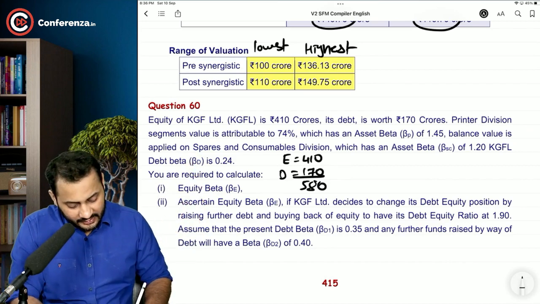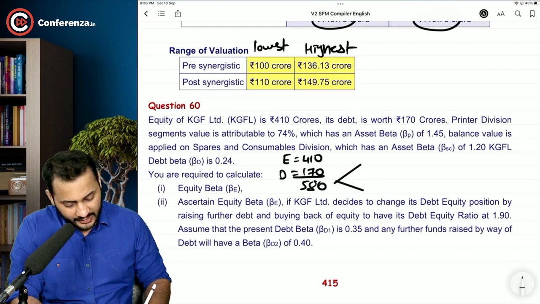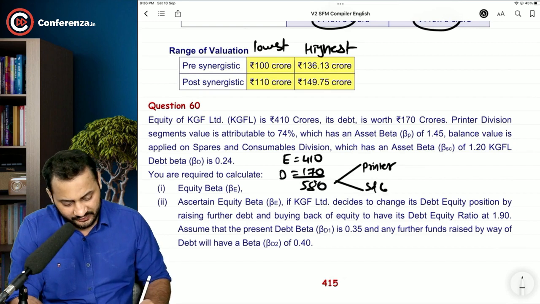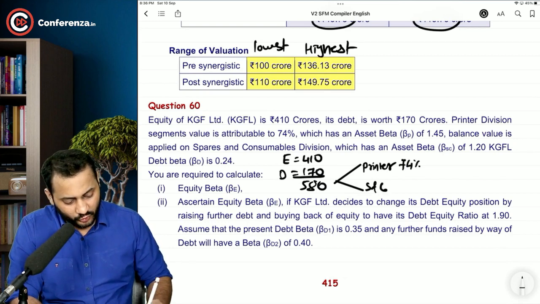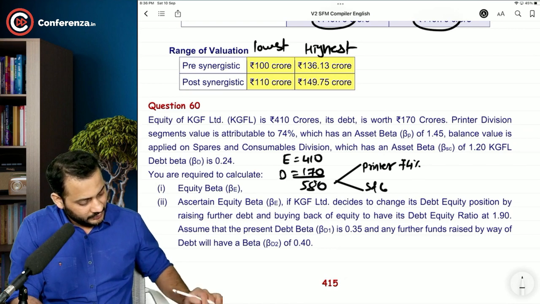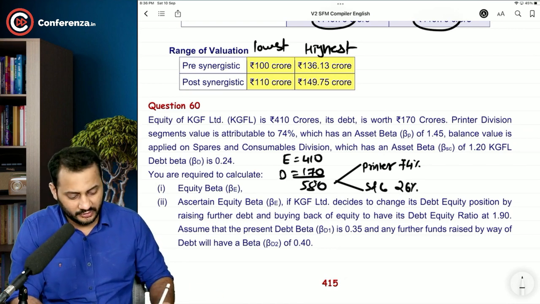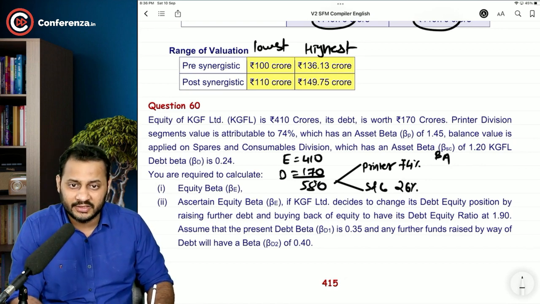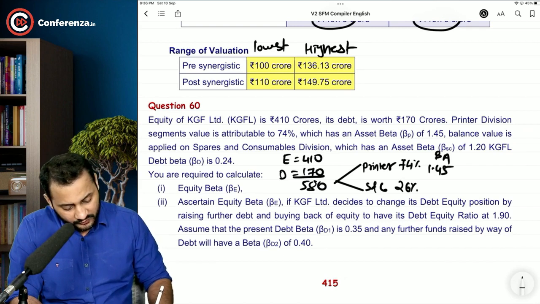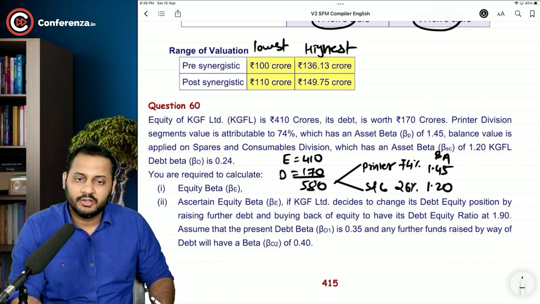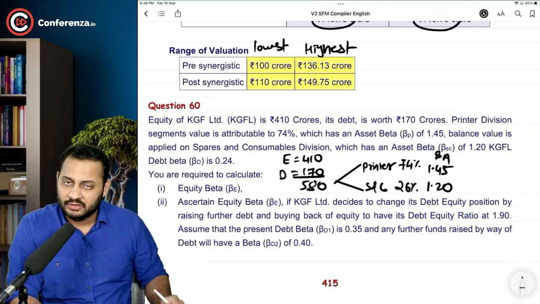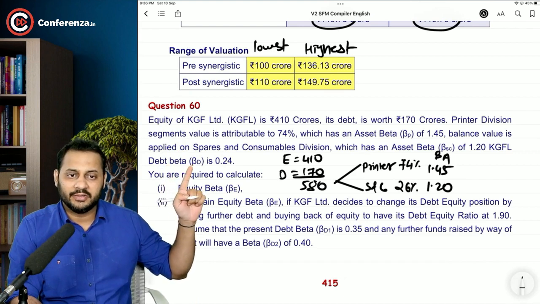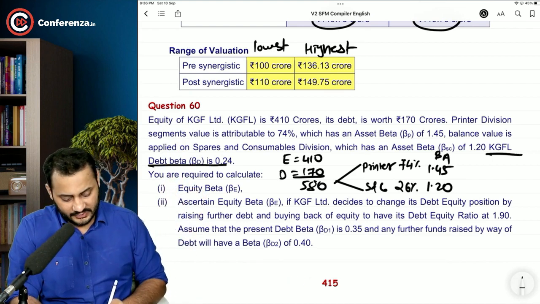Now, this entire company has 2 divisions. Try to understand. This is the printer division, this is the spares and consumable division. This constitutes 74% of the total value and this constitutes 26% of the total value. The asset beta, not the geared one, the ungeared beta of both is given, which is 1.45 and 1.20. This is of the company KGF Limited.